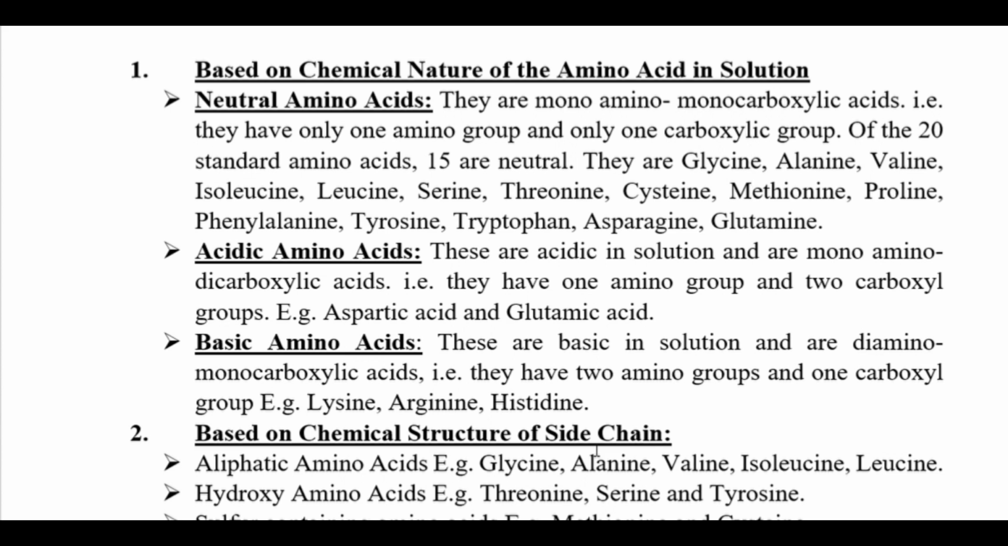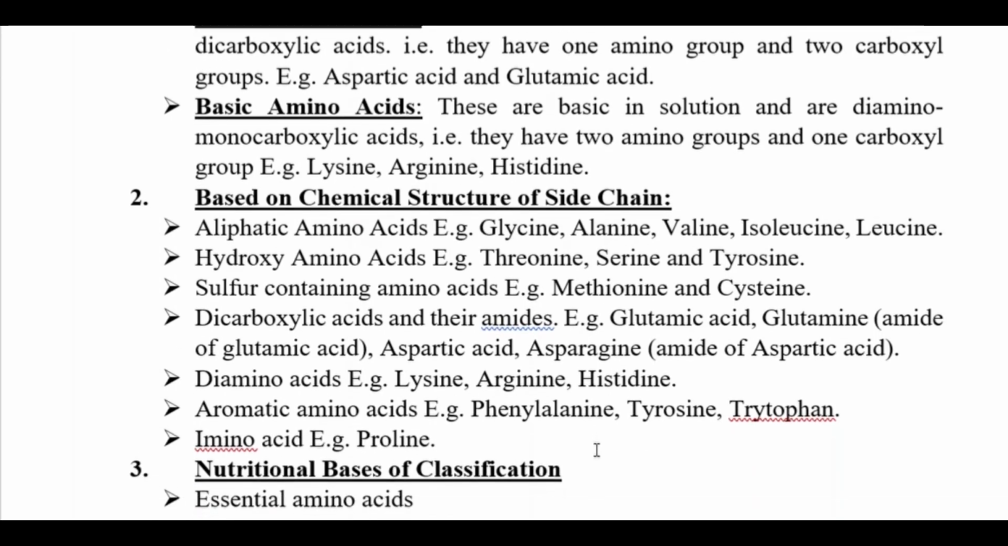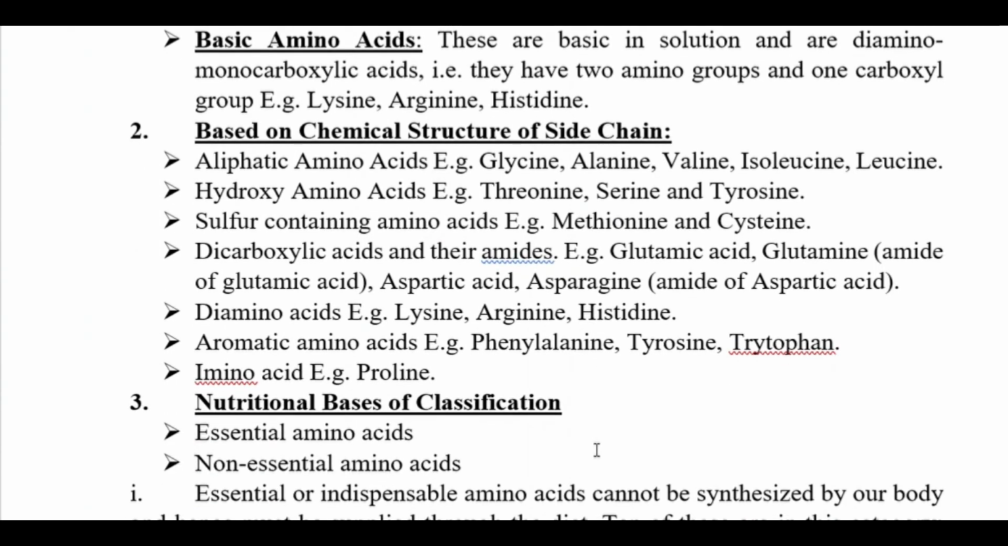Then the next classification is based on the chemical structure of the side chain. Remember, it is the side chain of the amino acid that differentiates one amino acid from the other. So based on the chemical structure of the side chain, we can classify amino acids into aliphatic, hydroxy amino acids. That is those whose side chain contains a hydroxy group like threonine, serine, thyroxine. Those whose side chain contains sulfur like methionine and cysteine.